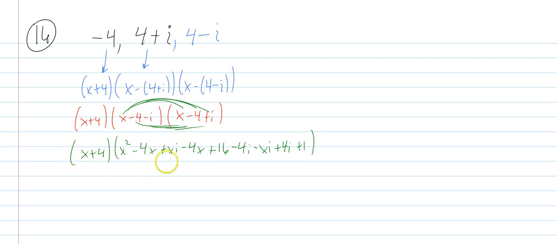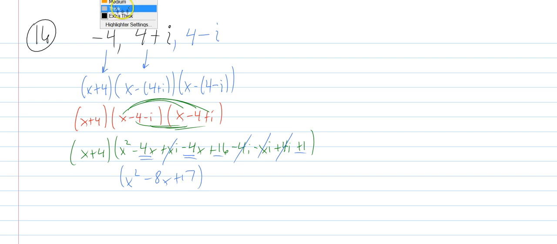Now going into this one, I'm expecting all the imaginaries to cancel out. So I see I have a positive xi and negative xi, a positive 4i and negative 4i, and that's all the imaginaries that are in there. So when we combine these like terms, there is a negative 8x, 16 and 1 makes 17. So these first two terms that we had, all multiplied out to give us this.